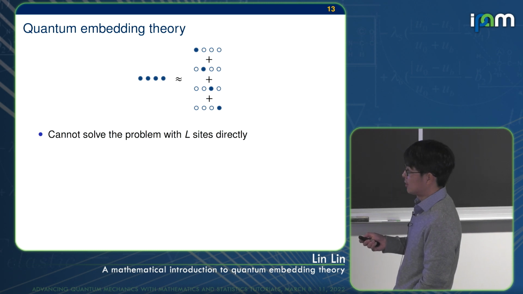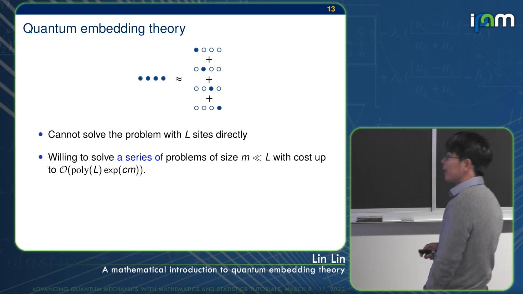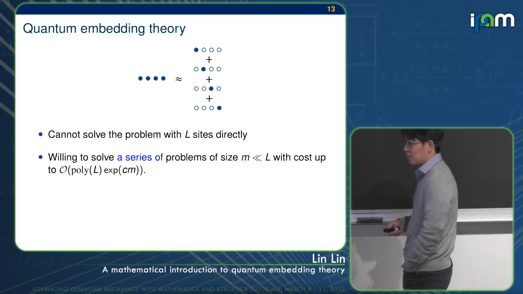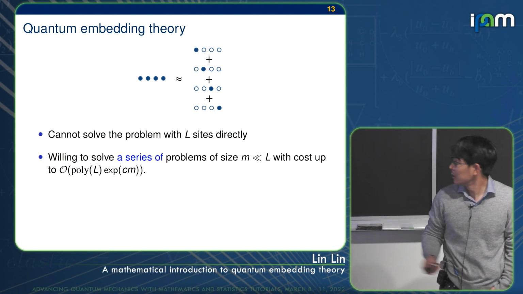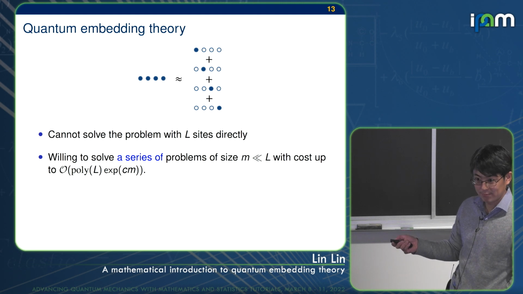The assumption, of course, is that 2 to the L is too large to be solved, but each of them I can solve individually. I'm willing to solve a series of problems, even self-consistently, with the impurity size M much smaller than L, and the cost is up to this much.